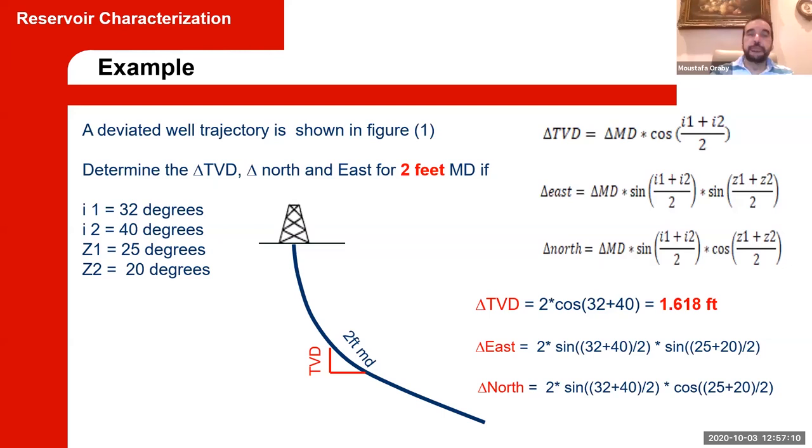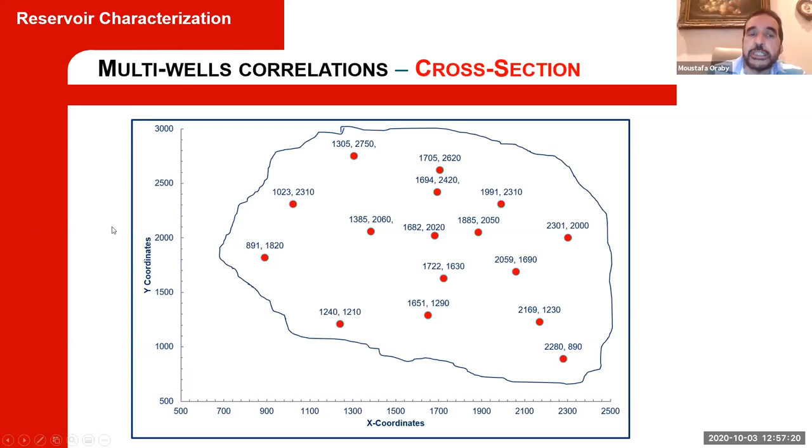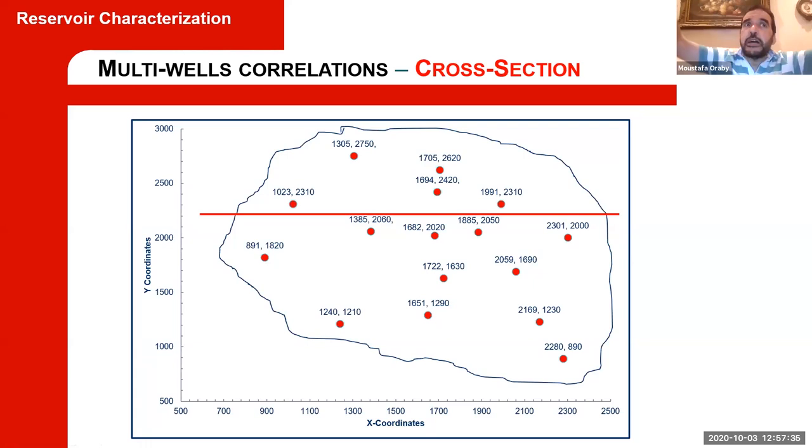Okay. So multi-well correlations and cross-sections. What do I mean by this? Here is a field. Now I have multiple wells. Now, for example, I need to look at what's really happening across the field at this distance or at this layer or at this cross section. So once I put a line here, I need to look at my reservoir through this line, as if you're putting a plane across your reservoir, as if you're building a wall across your reservoir. I need to look at the projection of my wells across this wall to really understand what's happening with all these wells close to this wall. Okay, we call this cross section.